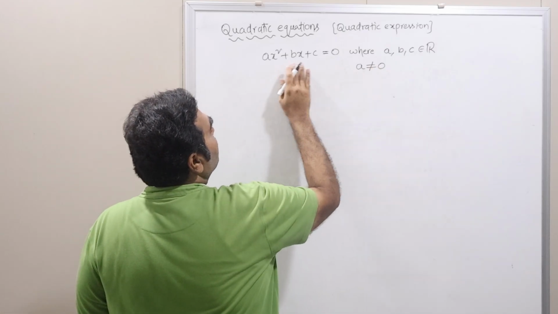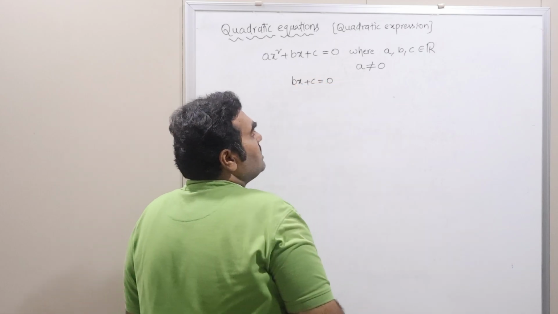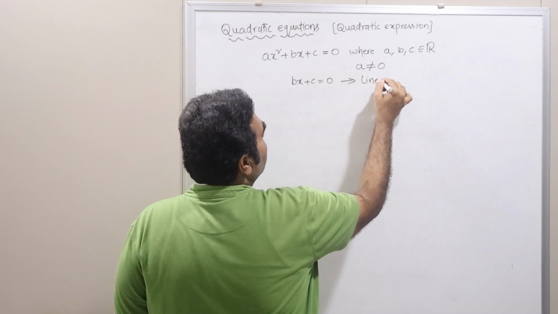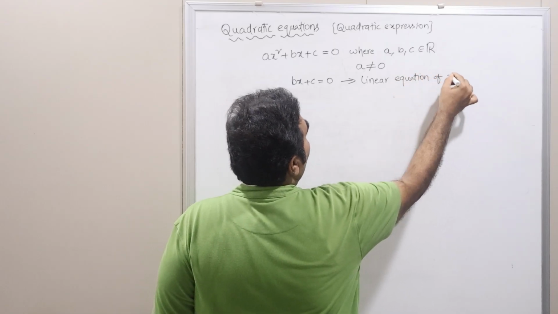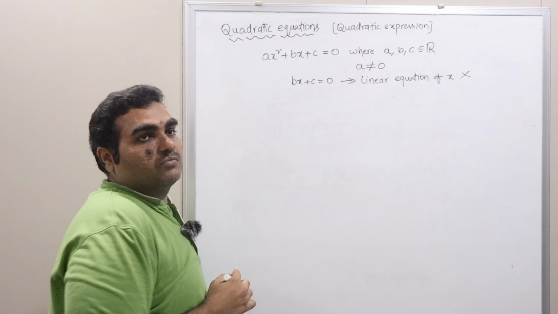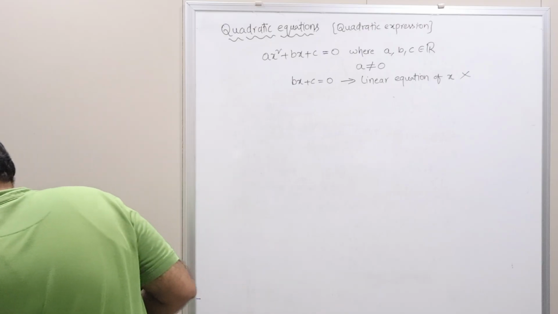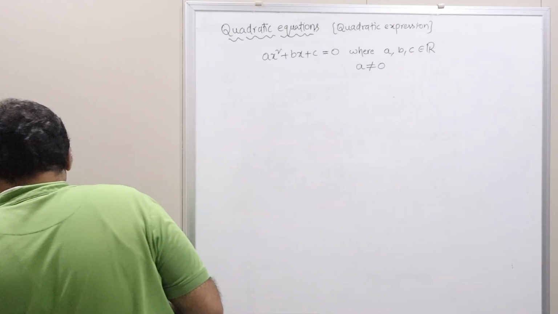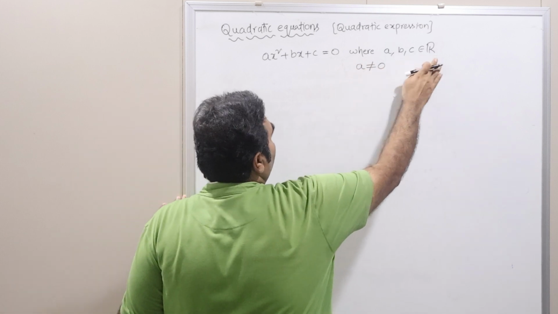If a is 0, this expression will become something like this: bx plus c is equal to 0, which is no more a quadratic equation. This is a linear equation in x, which is not our interest here. Our interest is on quadratic equations only, right? So a must be non-zero. And the other constants b and c should be real numbers, right?